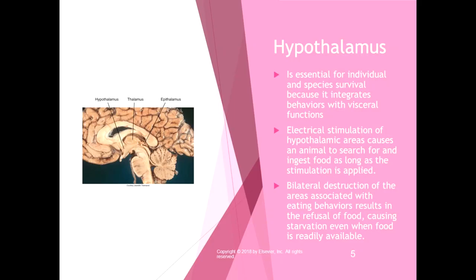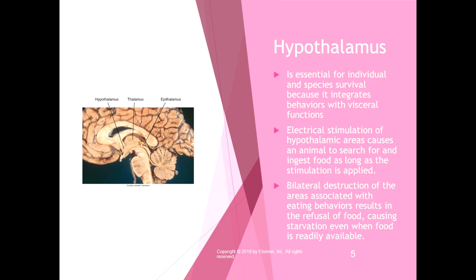The hypothalamus is essential for individual and species survival because it integrates behavioral functions with visceral functions. Electrical stimulation of hypothalamic area can cause an animal to search for and ingest food as long as the stimulation is applied. So a lot of neural research is done with animals. I don't feel too great about that, but I don't do that research still, though. So if you take an electrode and stimulate a rat's brain in the hypothalamus, it will eat and eat and eat and keep looking for food as long as you continue to stimulate the hypothalamus.